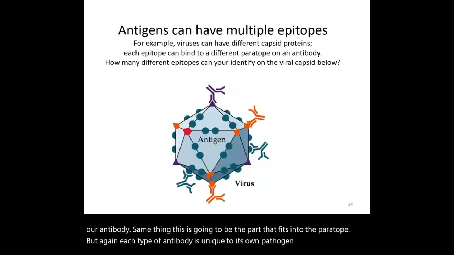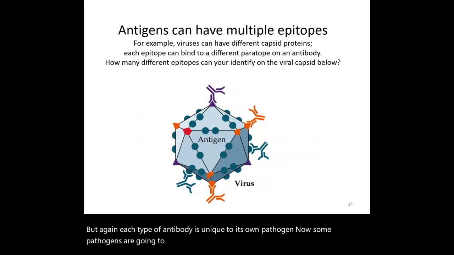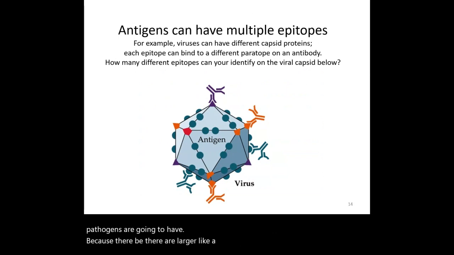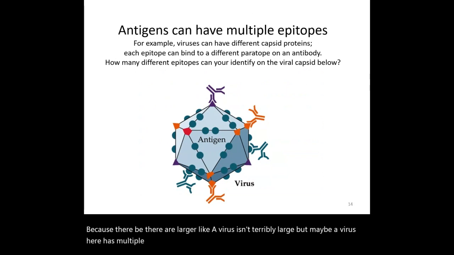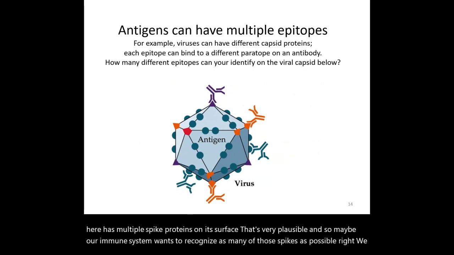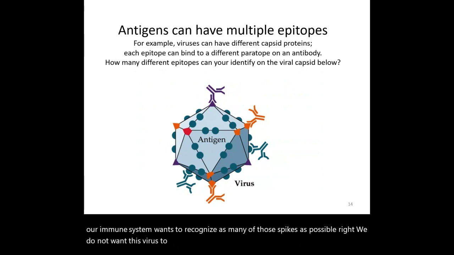Now, some pathogens are going to have, because maybe they're larger, like a virus isn't terribly large, but maybe a virus here has multiple spike proteins on its surface. That's very plausible. And so maybe our immune system wants to recognize as many of those spikes as possible, right? We do not want this virus to evade detection. So we can create antibodies against multiple antigens, okay? Which means there's multiple epitopes.